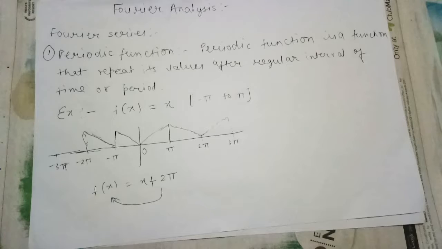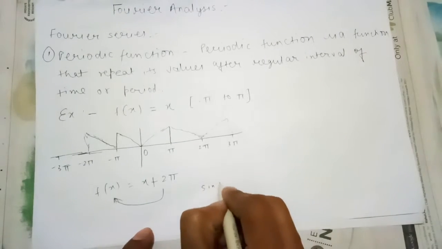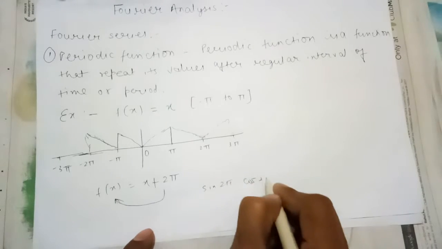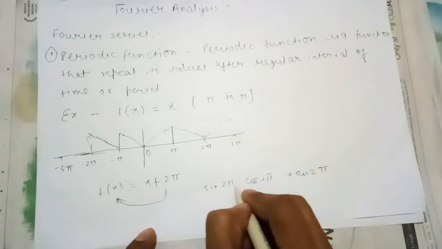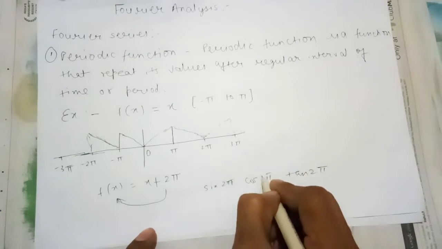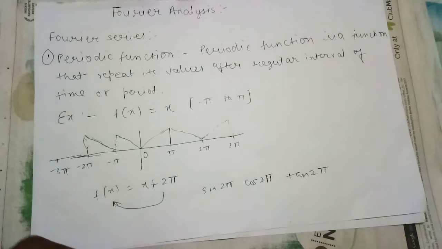In the same way, as you know, in trigonometry there are functions which are periodic, like sine 2 pi, cos 2 pi, tan 2 pi. These are periodic functions. Why? Because these functions repeat their values after this interval of time. That's why these are periodic functions.